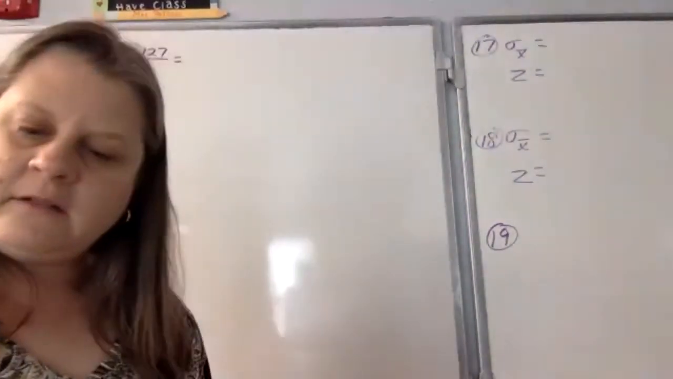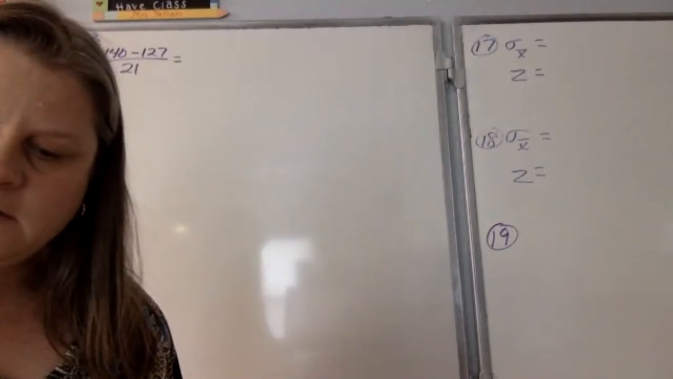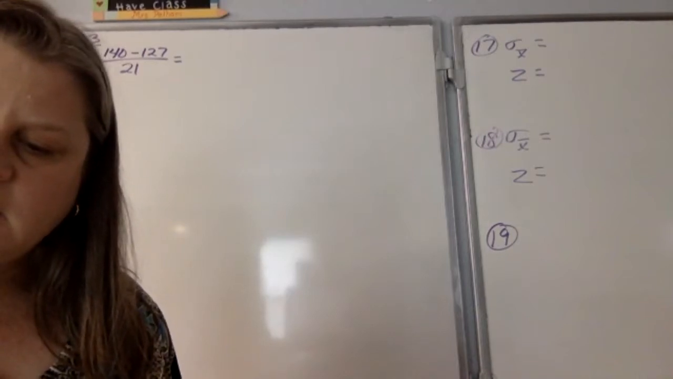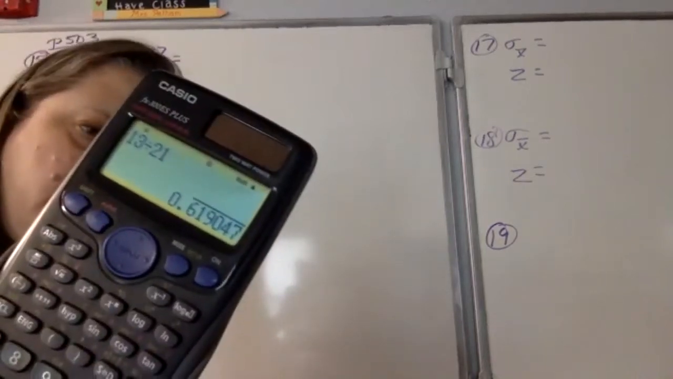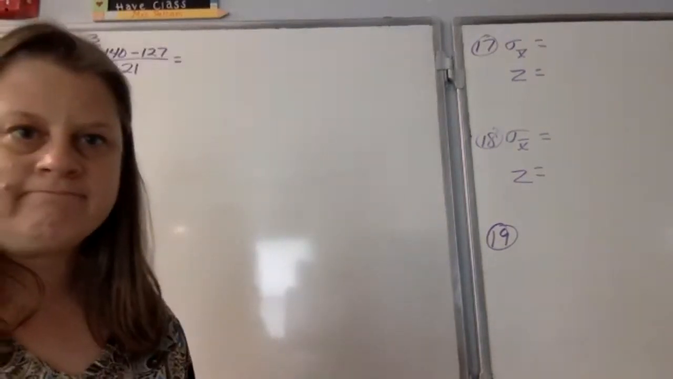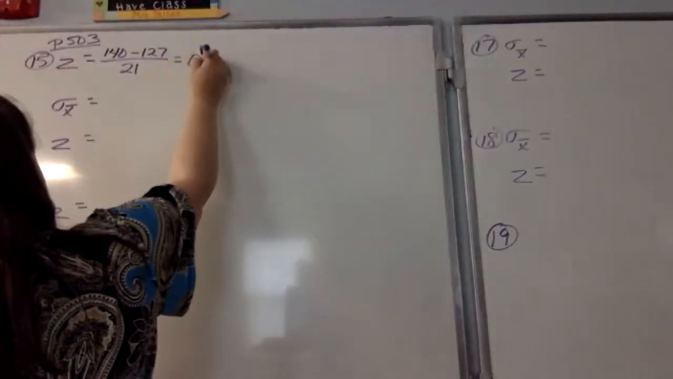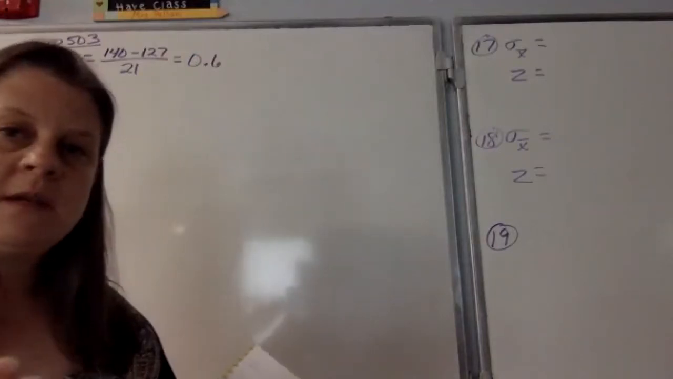So I get this big long decimal. Let me try it again. All right, I get this big long decimal here. So is the 1 going to change to 6? No. So it's going to be 0.6. Okay, so that's my z-score for the individual single day.